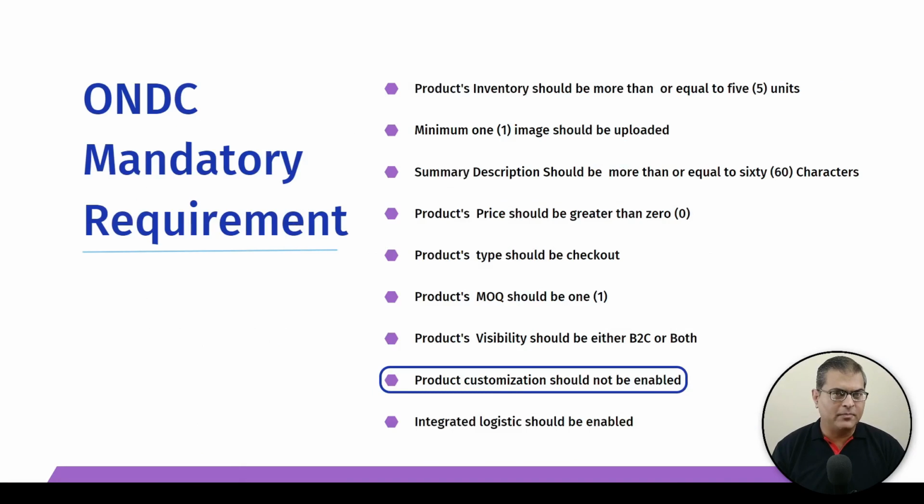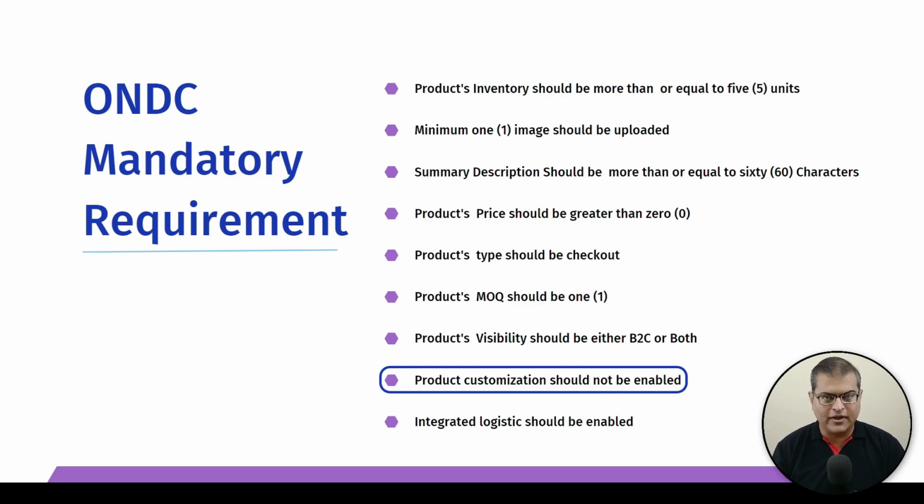The next ONDC mandatory requirement is to ensure that customization is not enabled on any of your product. If customization is enabled, then those products will not be displayed on the ONDC network. Now, what is a customization? So customization is basically an optional feature which can be enabled on the product, and it allows you to seek certain information from the customer.